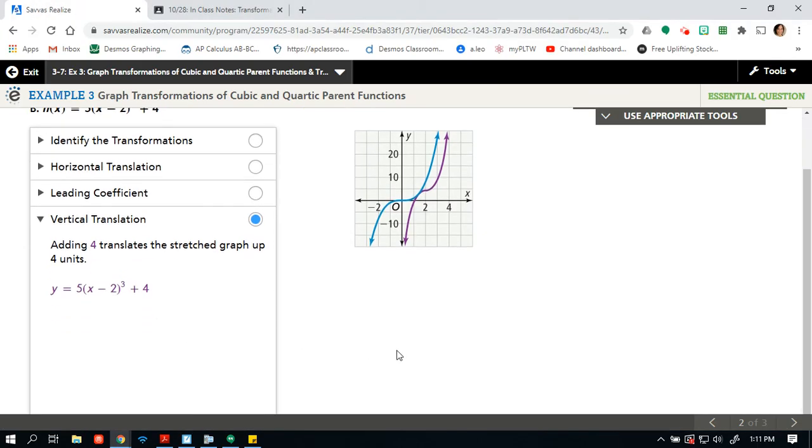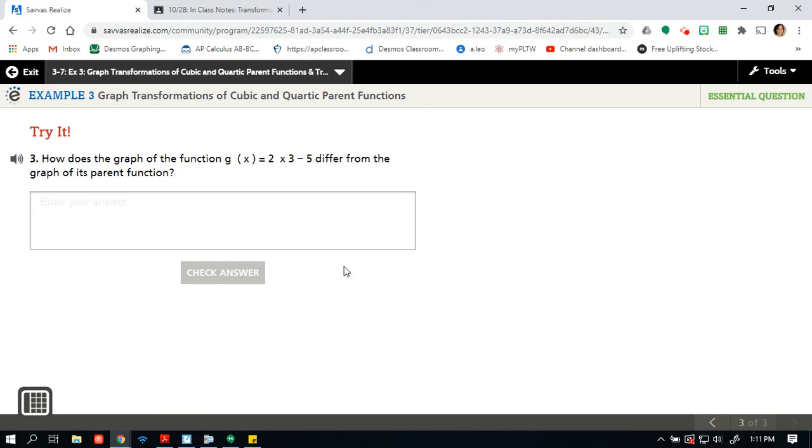All right, so there you have it. That's example 3. And the try it is going to probably be looking at the transformation. So again, this has an A and a K. And so talk about how this is different from the x cubed.